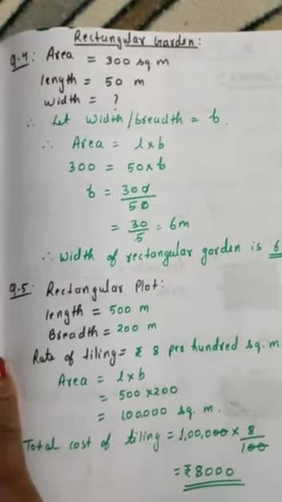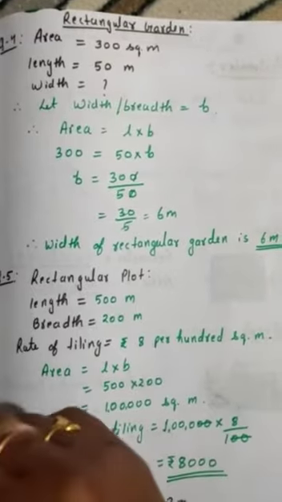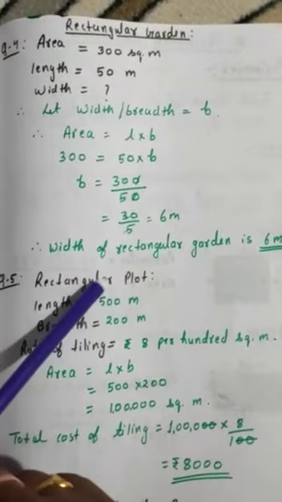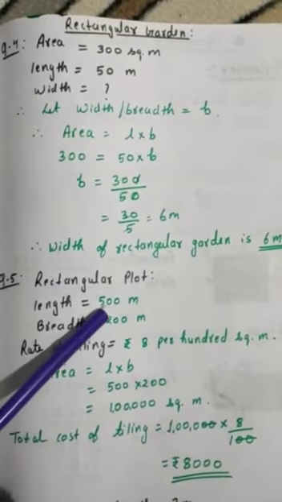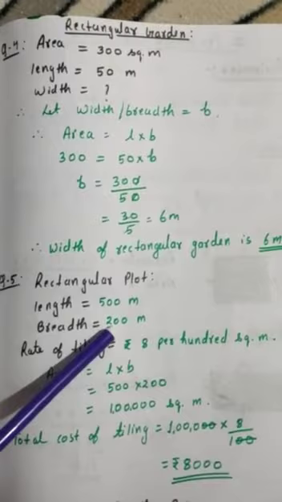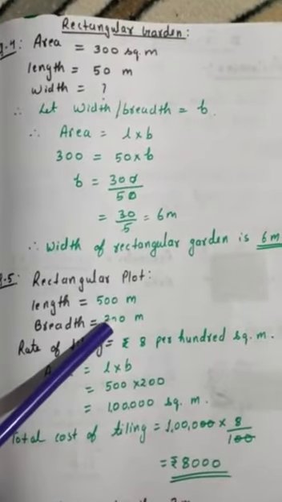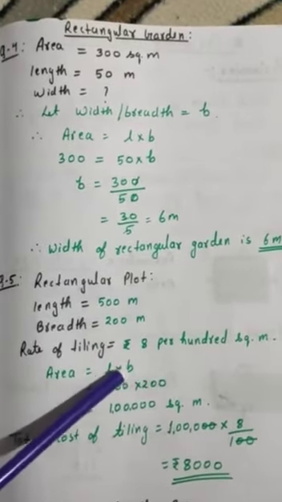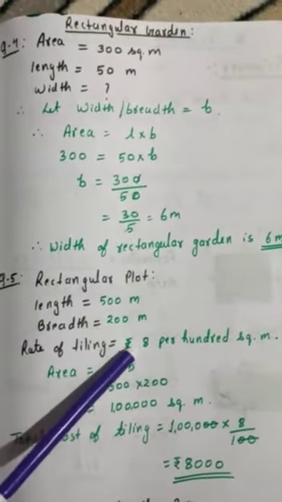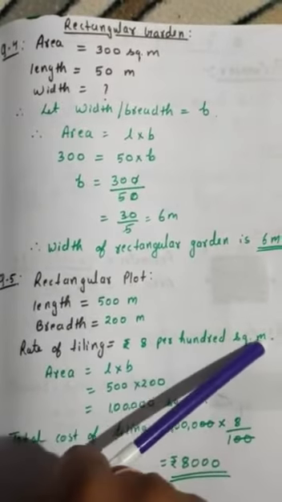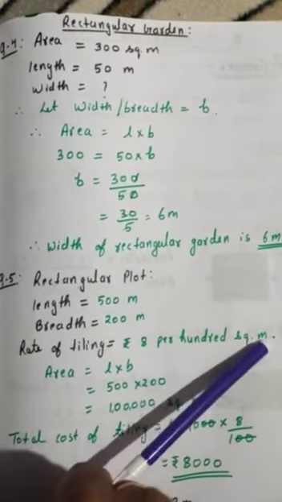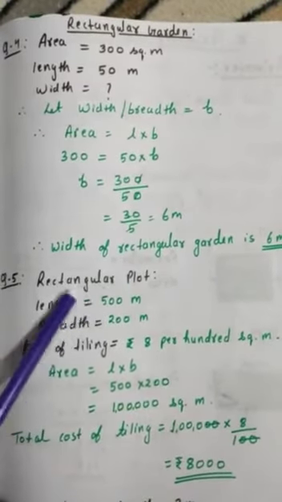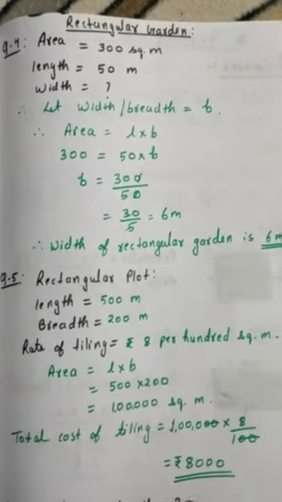Now we'll see question number 5. It is given that you have a rectangular plot whose length is 500 meter and its breadth is 200 meter. Length and breadth both are given. This rectangular plot is to be tiled, and the cost of tiles is ₹8 per 100 square meter. So how much will be the cost of tiling this whole rectangular plot? This you have to calculate.